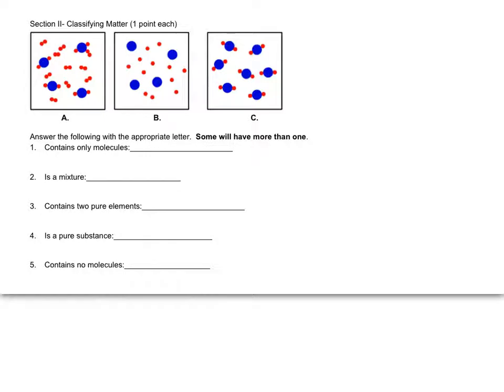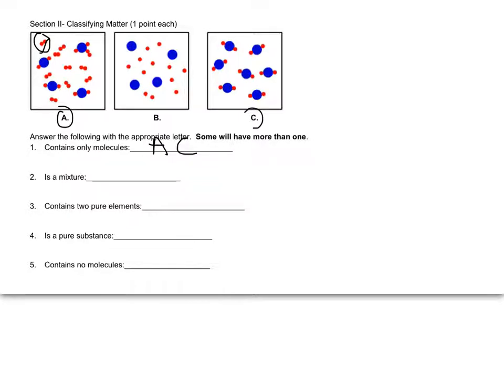All right, take a look at these substances or mixtures and apply the letters to anything that is appropriate below. So which ones contain only molecules? Well, A contains only molecules, even though these little molecules are made of one element. Anytime you have two or more atoms that are bonded, that's a molecule. So A, and also C in this case, because these are all molecules and they happen to all be the same. So A and C would go there.